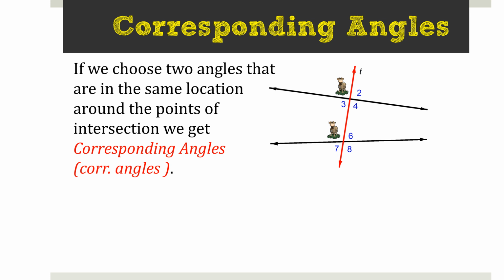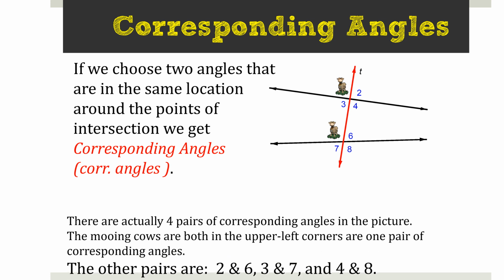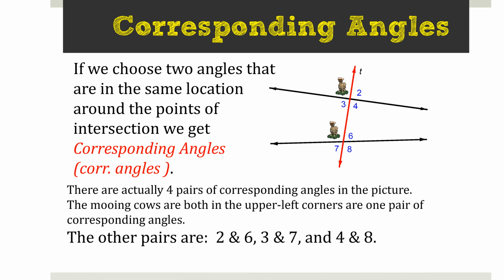In that case, where are the other corresponding angles? Beautiful. 2 and 6 is another pair. 4 and 8. 3 and 7. Beautiful. Okay, we generate 4 pairs of corresponding angles. Well done.